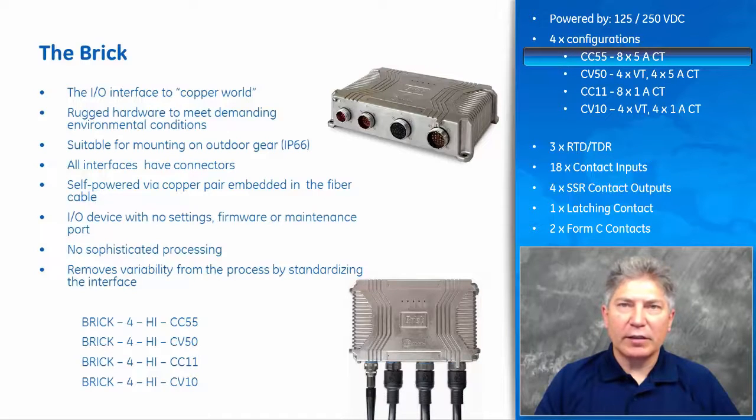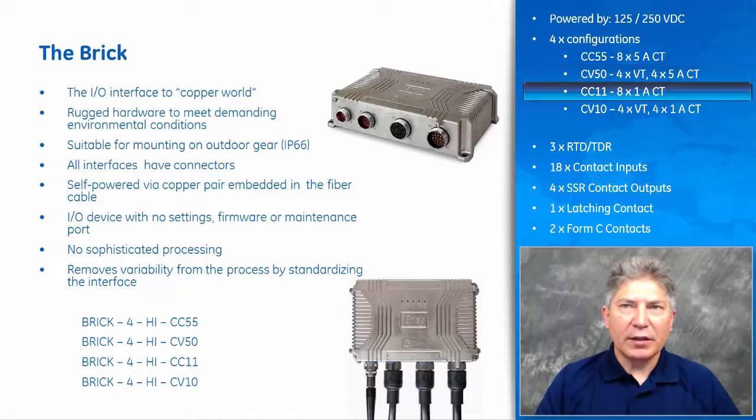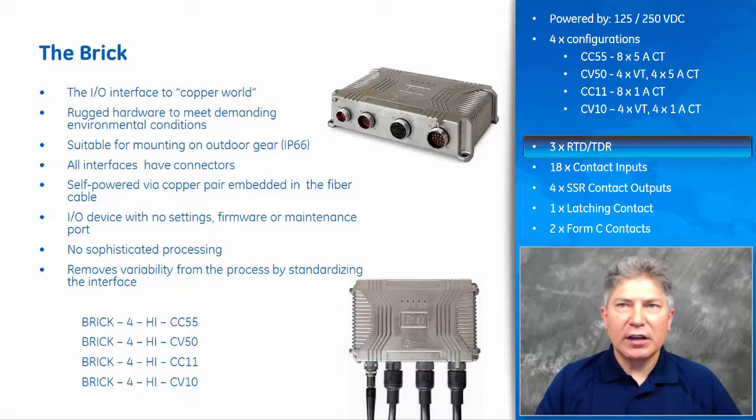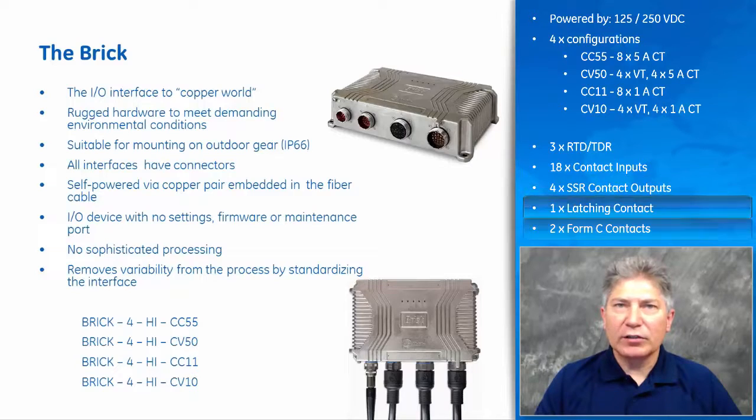CC55, which consists of 8 5-amp CTs. CV50, which consists of 4 VT connections and 4 5-amp CTs. CC11 is 8 1-amp CTs. CV10 has 4 VT and 4 1-amp CTs. The brick power supply range is 88 to 300 volts DC. Each brick has 3 transducers, 18 contact inputs, 4 solid-state relay contact outputs, 1 latching contact, 2 Form C contacts. Each brick represents a DSP module within the UR relay.